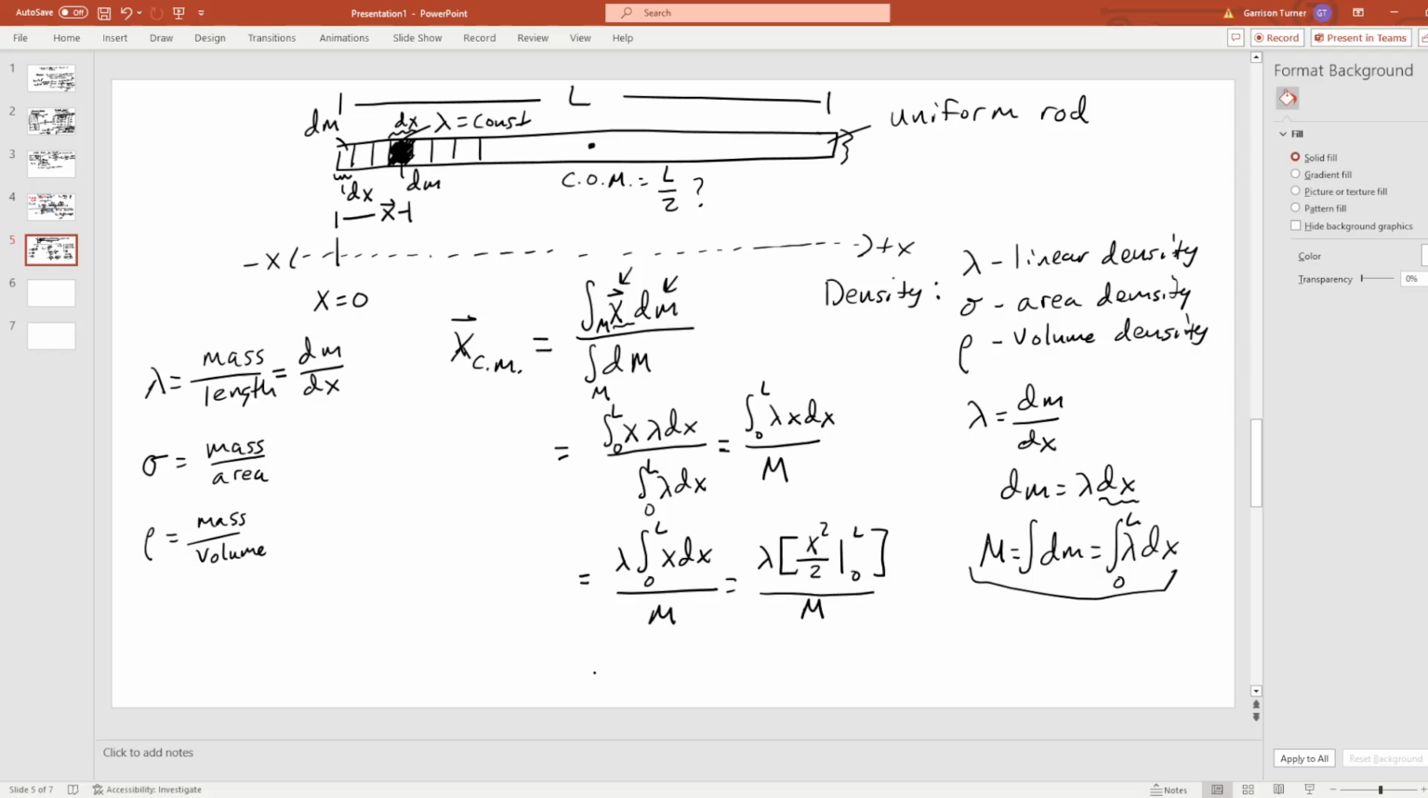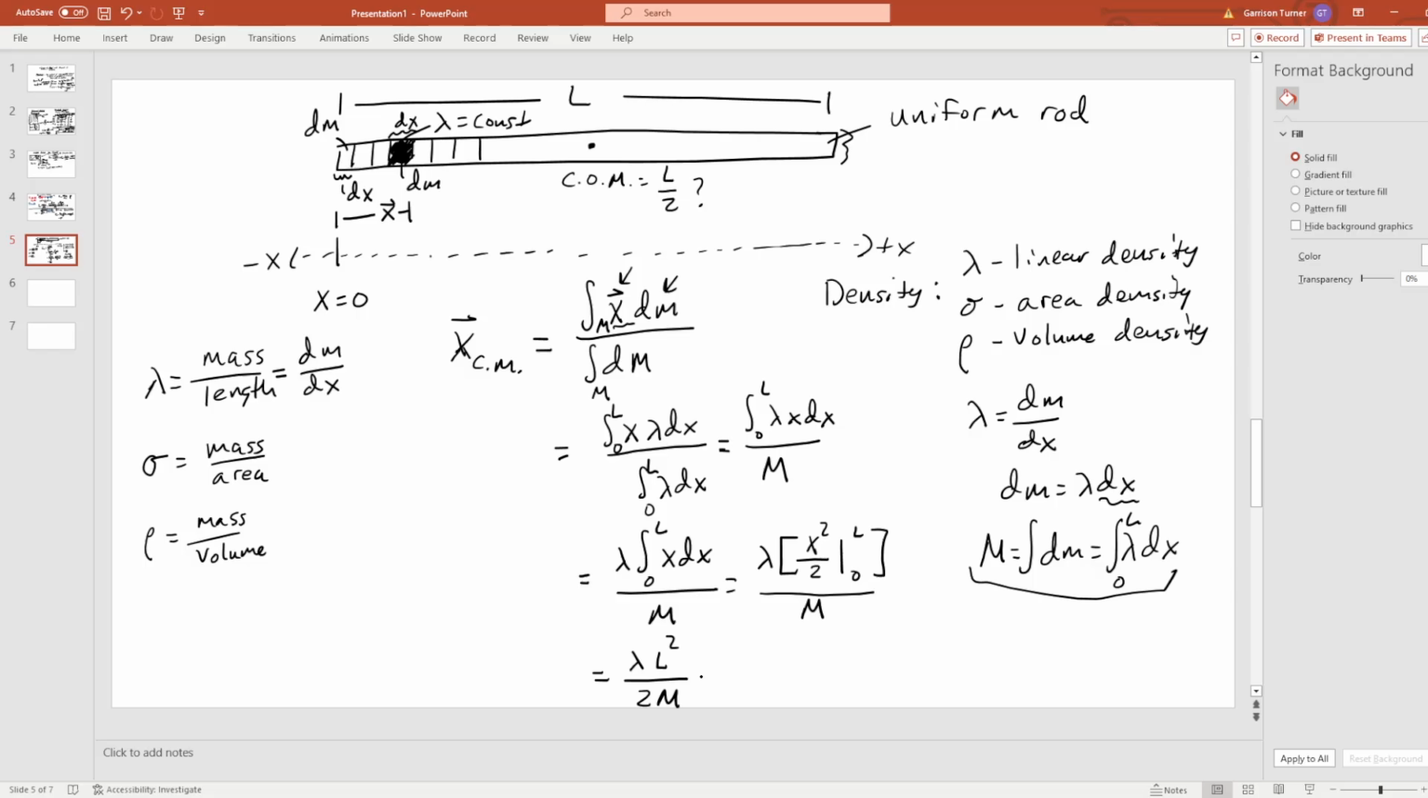And so this is going to equal lambda times L squared over 2m. So I'm moving the 2 into the denominator. Now, how does this work? Okay, what do I need to do here?